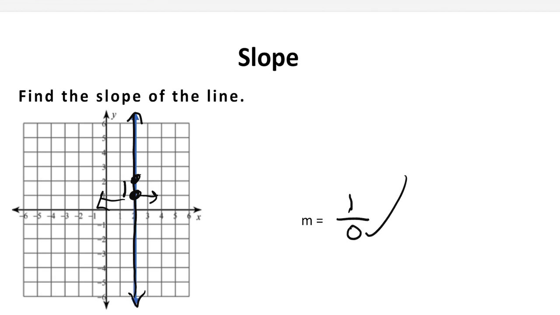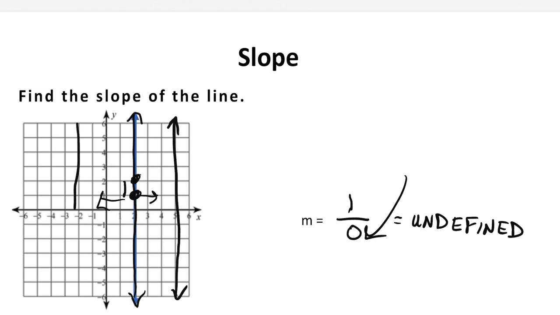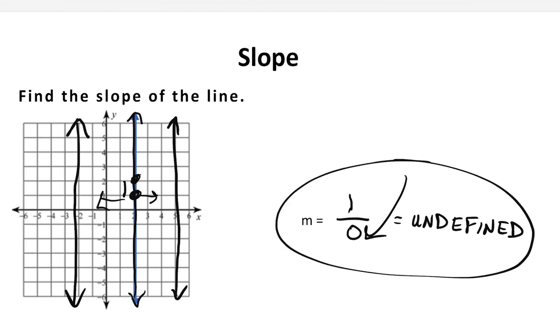In math, you cannot do this. The math breaks down. You can't take nothing and divide it into something. So what happens here is the slope is undefined. So anytime you have a vertical line anywhere on here, anywhere, it's got to go straight up and down, your slope will be undefined.